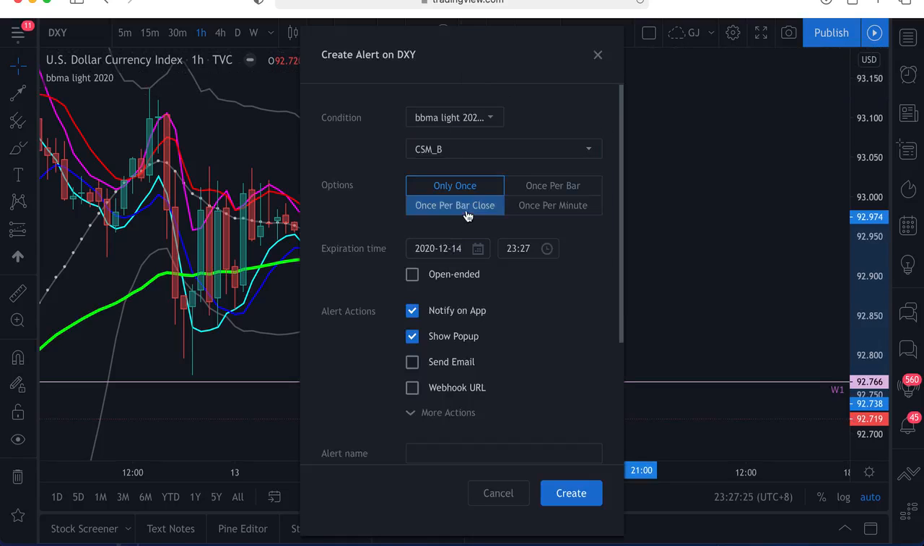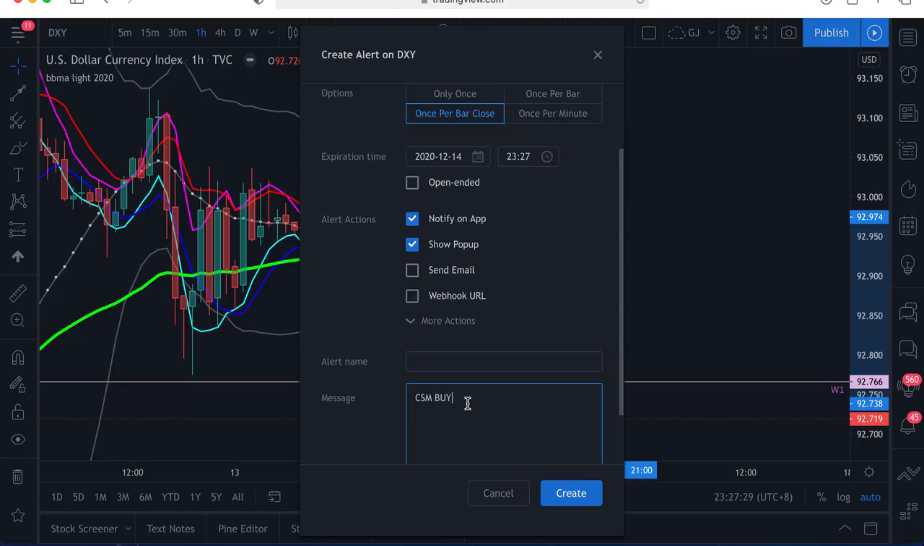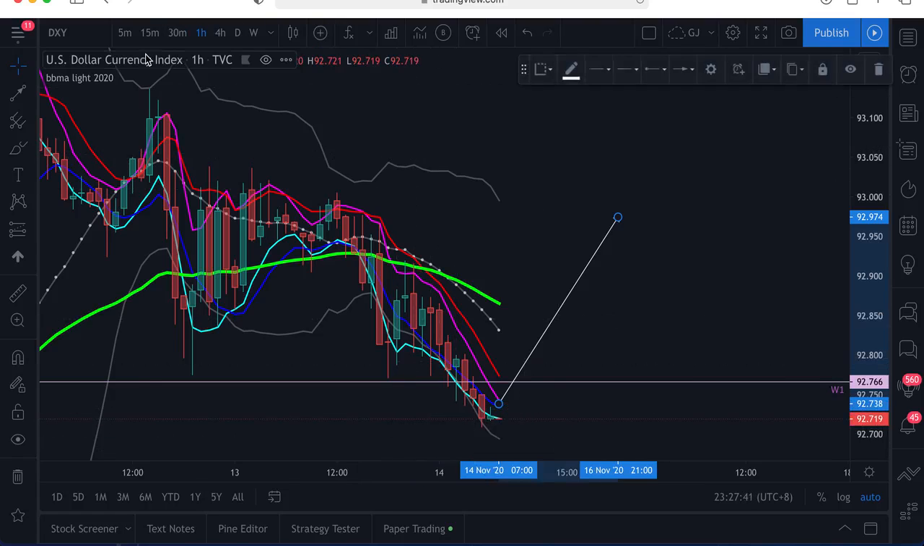CSM buy. And we want to make sure it's above the EMA 50 as well. Okay, that's for DXY.